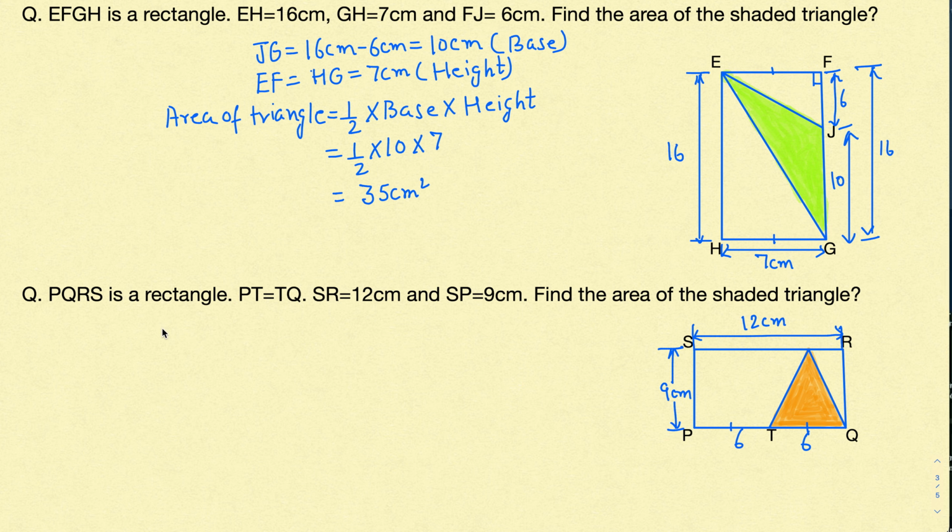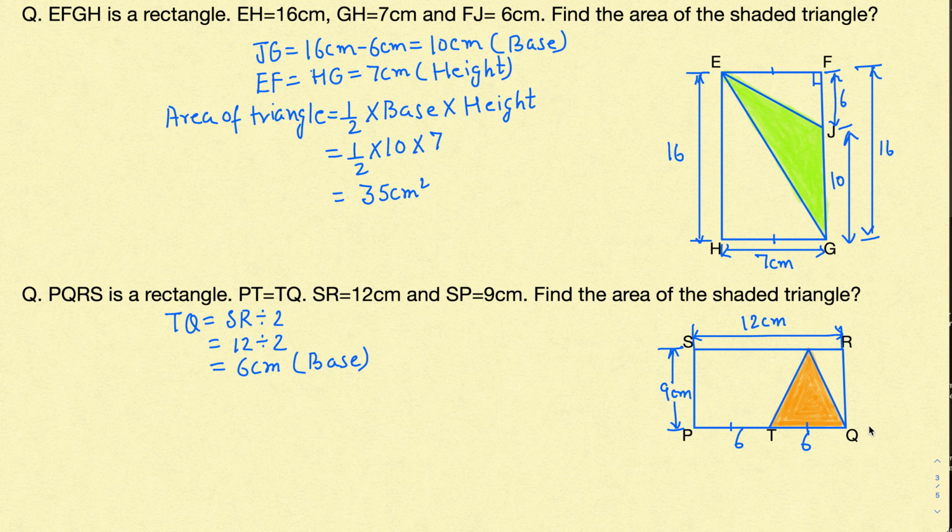So how do we get it? Let's see here. So basically your TQ, which is the base of the triangle, will be equal to SR divided by 2. So what is my SR here? It is 12 cm, right? If we divide it by 2, we'll get 6 cm. So basically that's the base. TQ, which is the base of the triangle, is 6 cm.